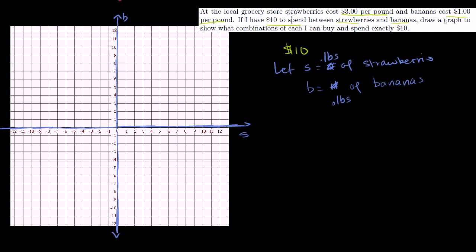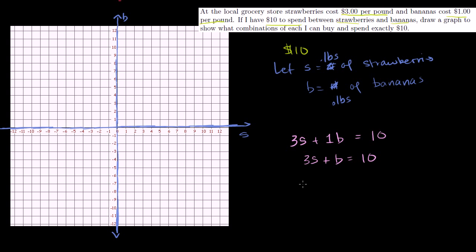All right. So strawberries cost $3 per pound. Bananas cost $1 per pound. So how much am I going to spend? I'm going to spend $3 times the number of pounds of strawberries, because it's $3 per pound, plus $1 times the number of pounds of bananas. And they say I have $10 to spend on both. So that's going to be equal to $10. So 3 times the pounds of strawberries plus the pounds of bananas are going to be equal to 10. 1b, that's the same thing as b. So I can rewrite this as 3s plus b is equal to 10.